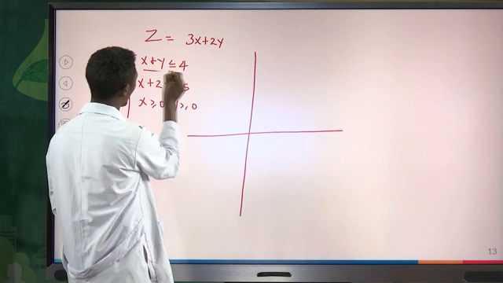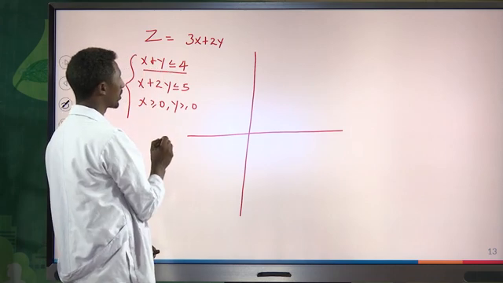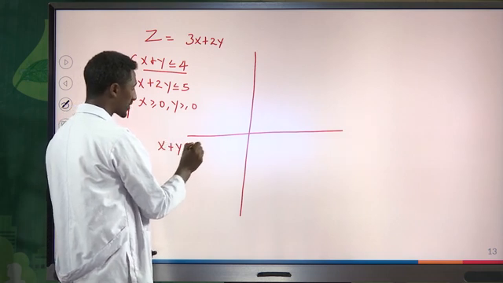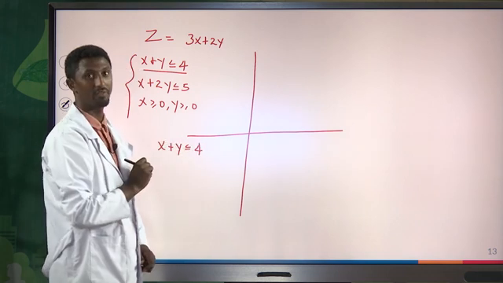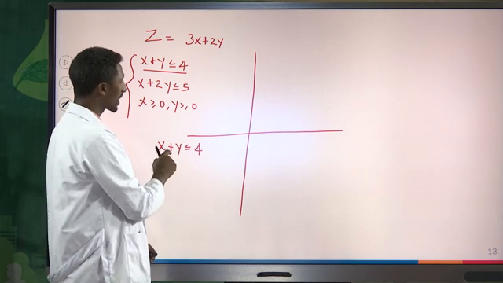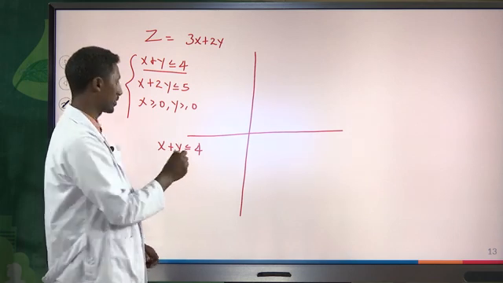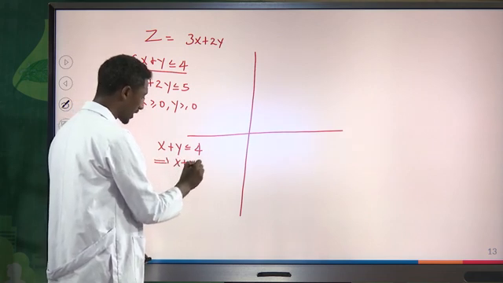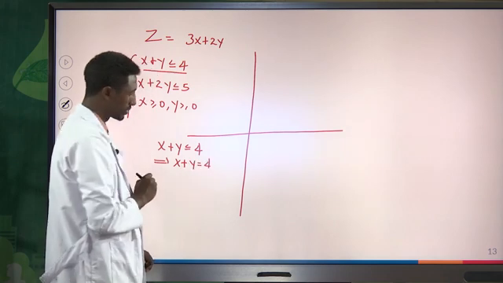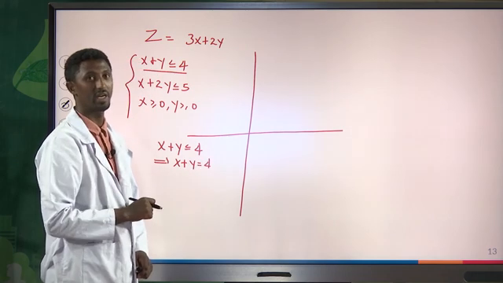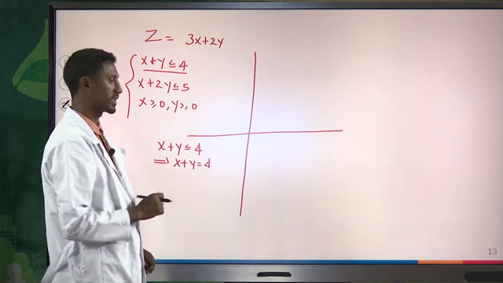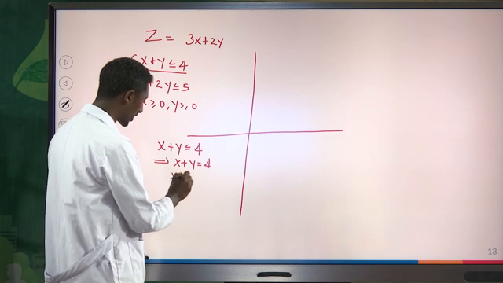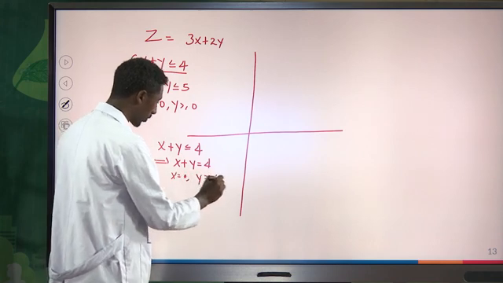So to draw the graph of x plus y less than or equal to 4, we'll first find the graph of x plus y equals 4. Let's find the graph of x plus y equals 4. To draw the graph of a linear function, it's better to consider the x and y intercepts. When x equals 0, y is equal to 4.